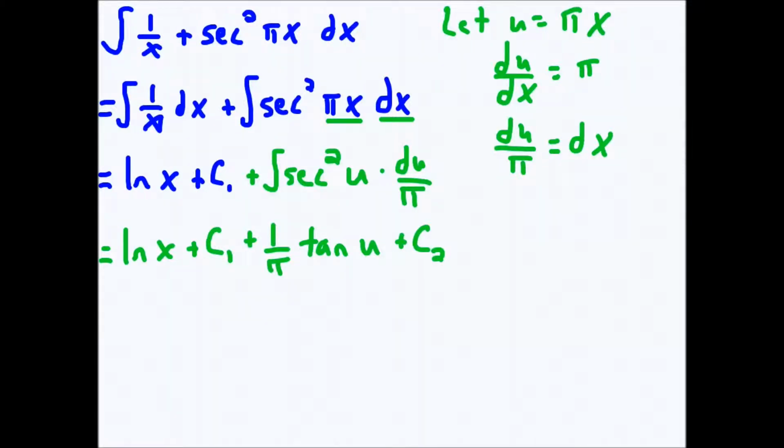So from here, I don't want to leave my answer as this because I have one term in terms of x and the other one in terms of u. And I never really want to stick with something that I've substituted like this. So we need to go back up here to our u substitution and plug back in pi x for wherever we see u. So that's going to get me ln of x plus 1 over pi tangent of pi x. And then instead of writing plus c1 and plus c2, since these are both arbitrary constants, I can just, at the end, write plus c. And this is my final answer for the problem.